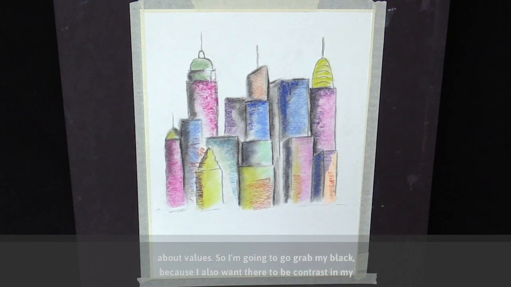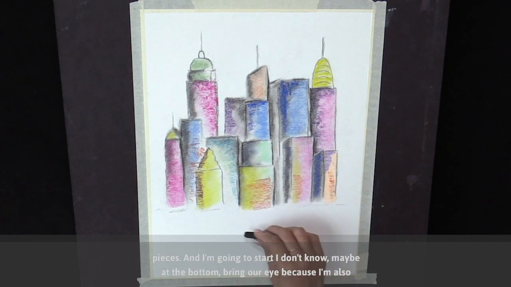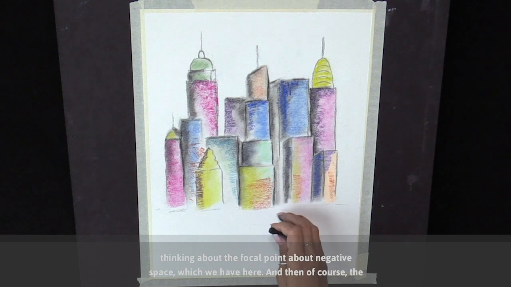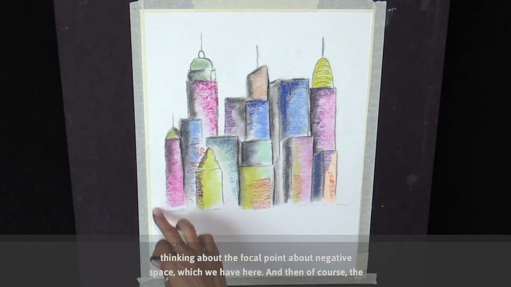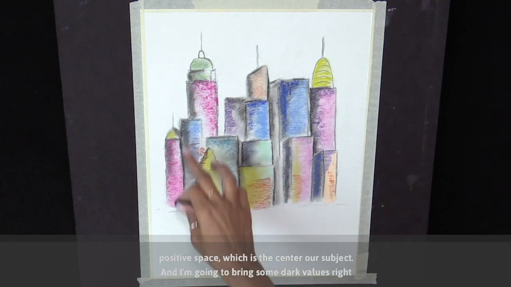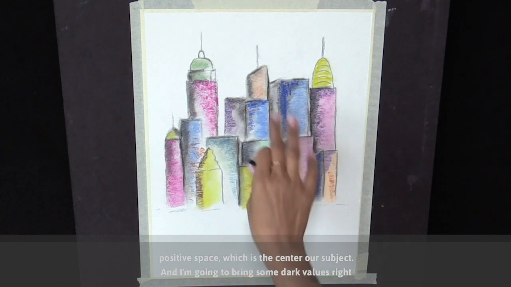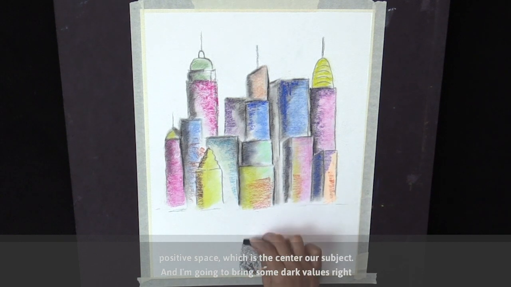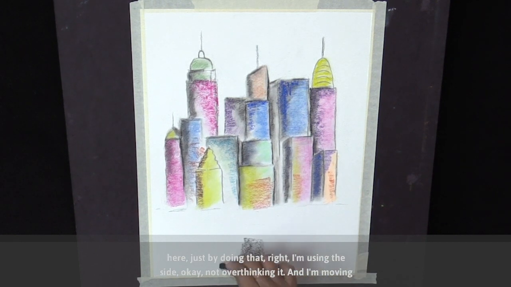about values. So I'm going to go grab my black because I also want there to be contrast in my pieces, and I'm going to start, I don't know, maybe at the bottom, bring our eye, because I'm also thinking about the focal point, about a negative space, which we have here, and then of course the positive space, which is the center, our subject.